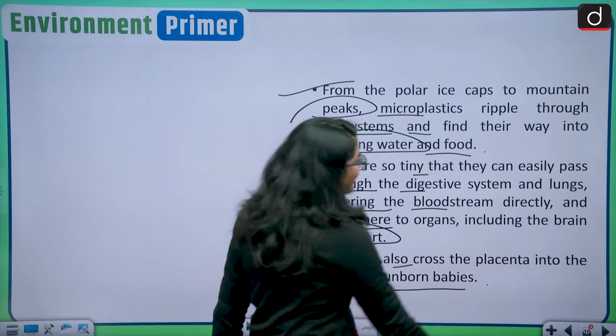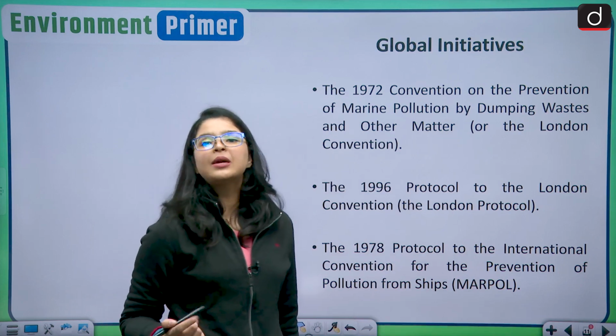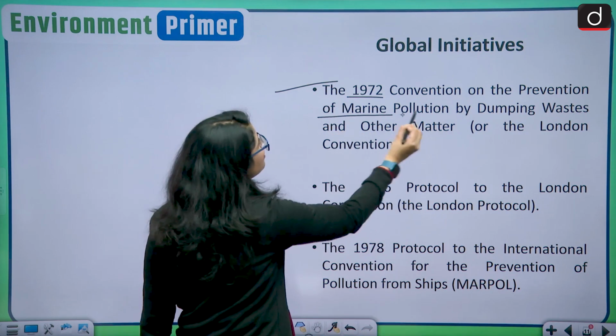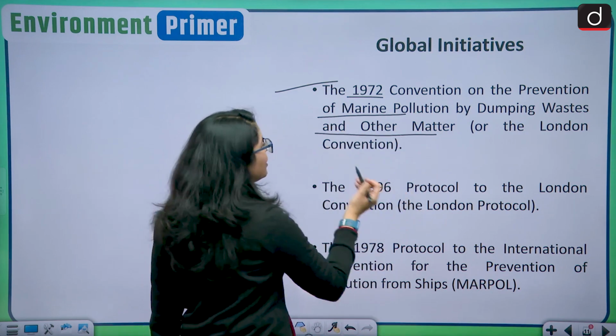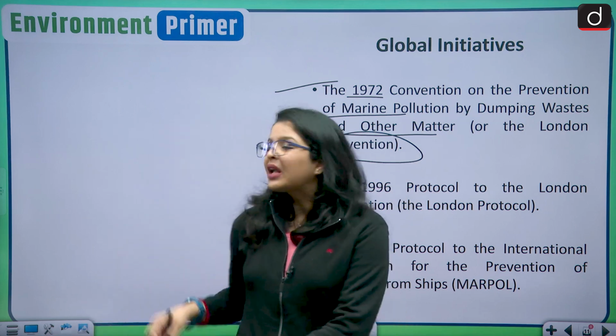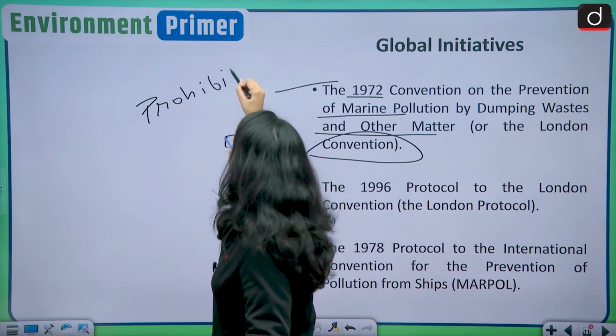Moving forward, let us analyze the global initiatives to end plastic pollution. So the 1972 Convention on the Prevention of Marine Pollution by Dumping Wastes and Other Matter, or the London Convention. So this London Convention is explicitly prohibiting marine pollution.